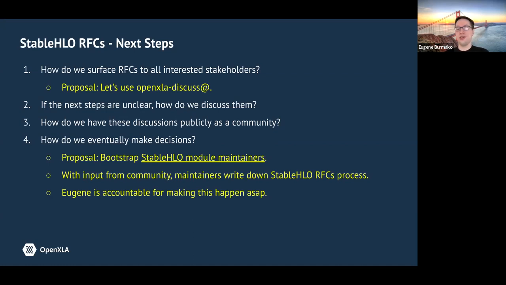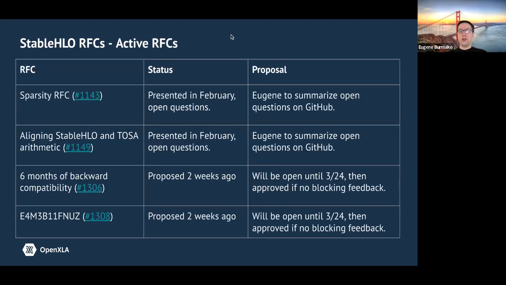So anyway, the goal of this, as discussed at the December meeting when the OpenXLA governance process was introduced, is that within OpenXLA we're aiming to establish an environment that allows decisions to be made effectively and inclusively. So please consider me being on the hook for making sure that this happens for StableHLO as soon as possible.